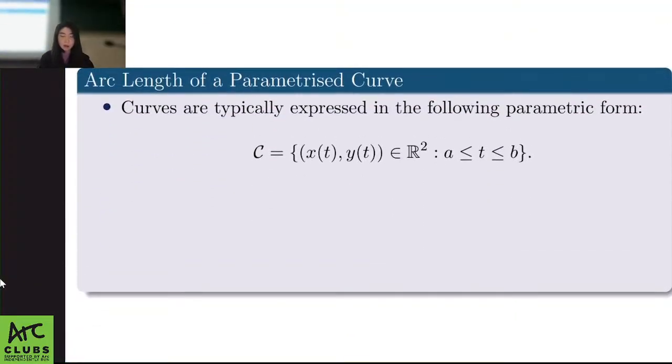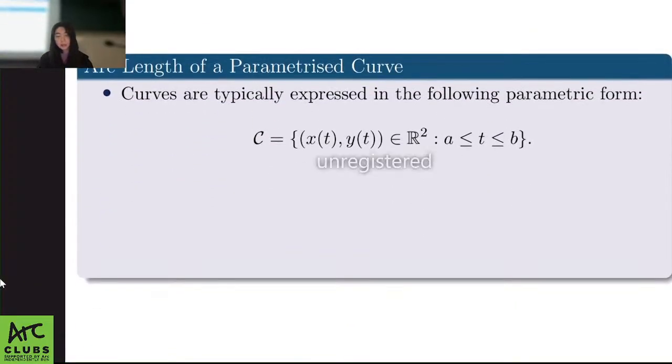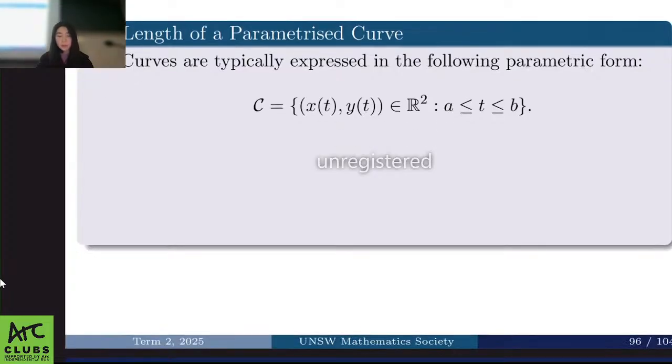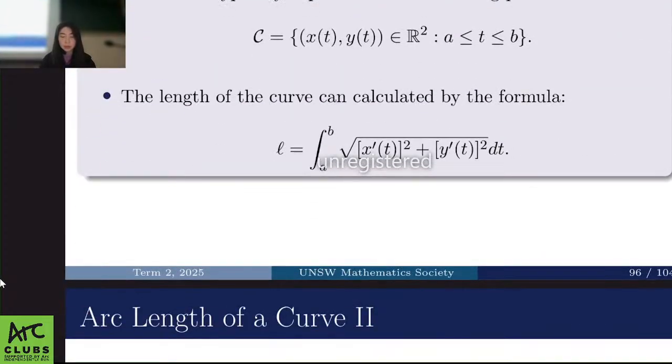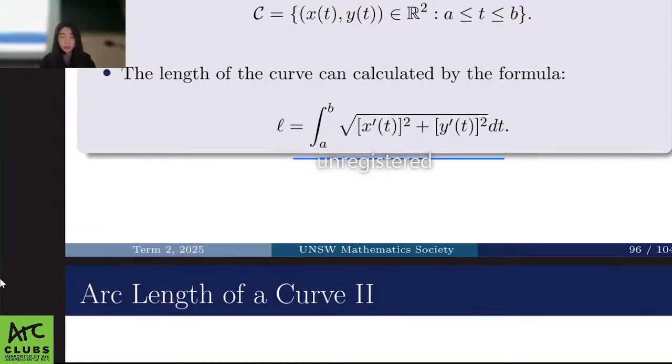So what is the arc length of a curve? It's essentially just finding the length of a curve. If the curve is given in parametric form, like this, then we use a formula for the arc length given by this. Basically, you differentiate x and y with respect to t, square them, add them, and then take the square root and integrate from a to b to find the arc length. The proof of this formula is also given in the textbook. It's using linear approximations and so on.